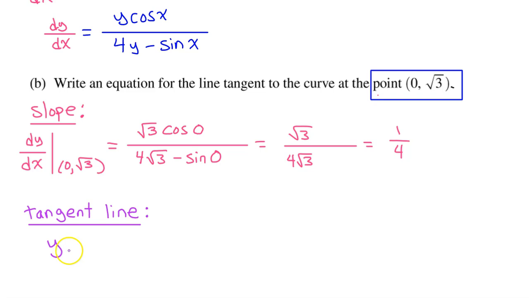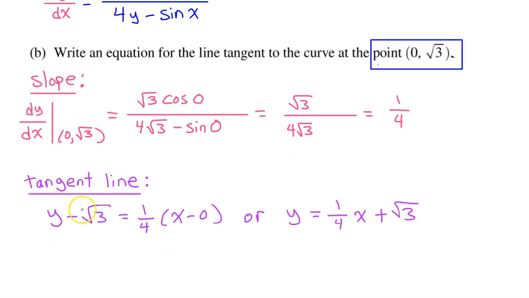It goes y minus y, so that's y minus radical 3 is equal to the slope of 1/4 times x minus x, so that's x minus 0. You can write your final answer like this or like this.